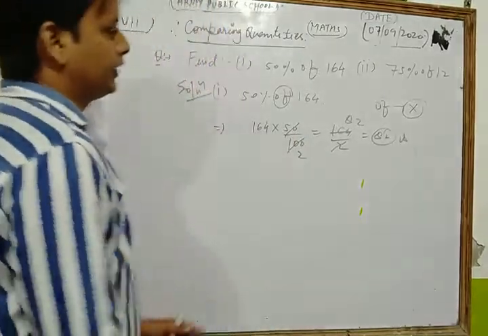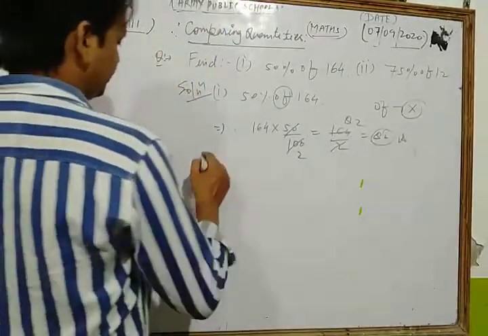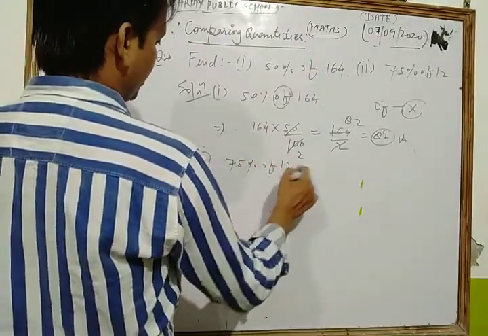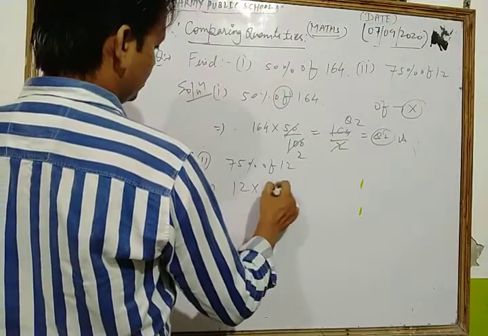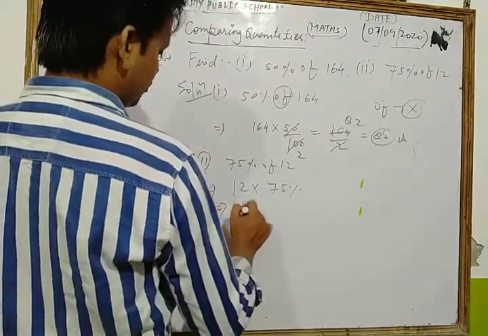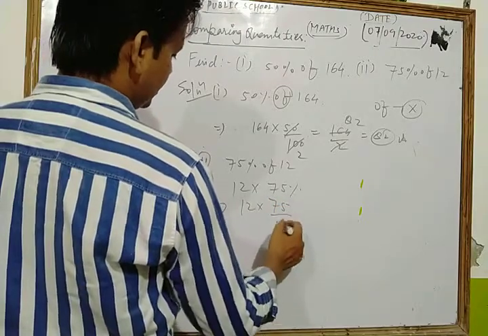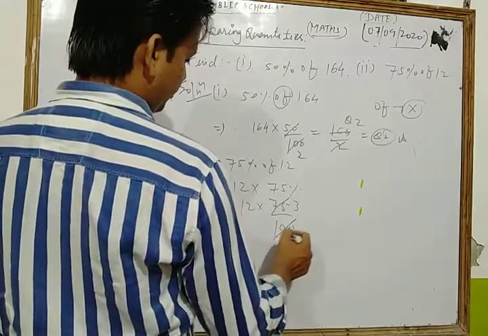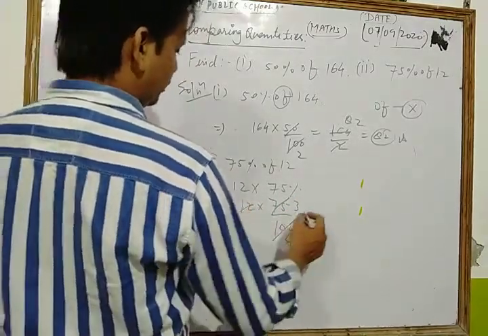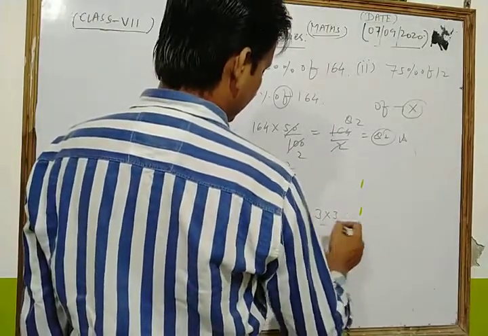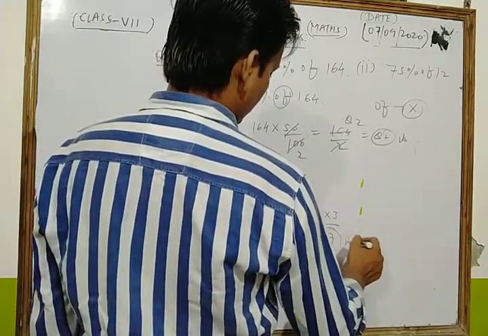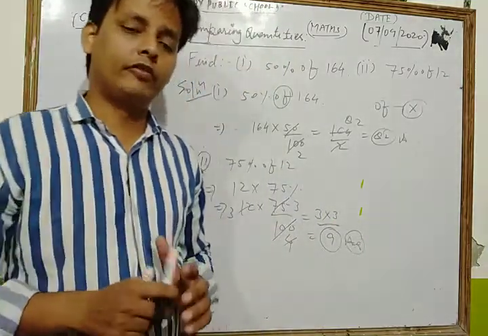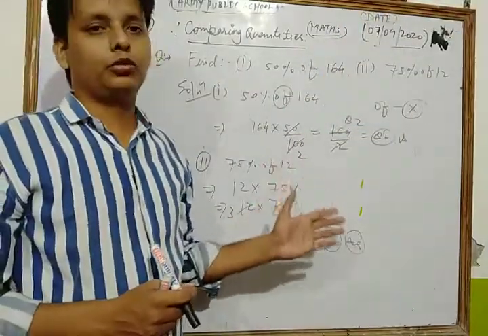Now we solve the next part of this question. Let's see what is given. 75% of 12. So we can write 12 into 75% that is 12 into 75 by 100. Now look, 25 3s are 75, 25 4s are 100, 4 3s are 12. So we get 3 into 3, and 3 3s are 9. So dear students, in this way we can solve that type of question based on percentage.